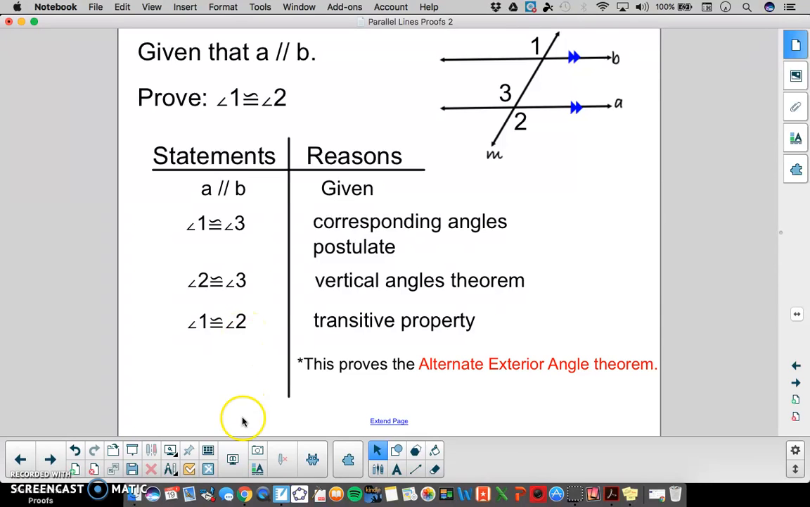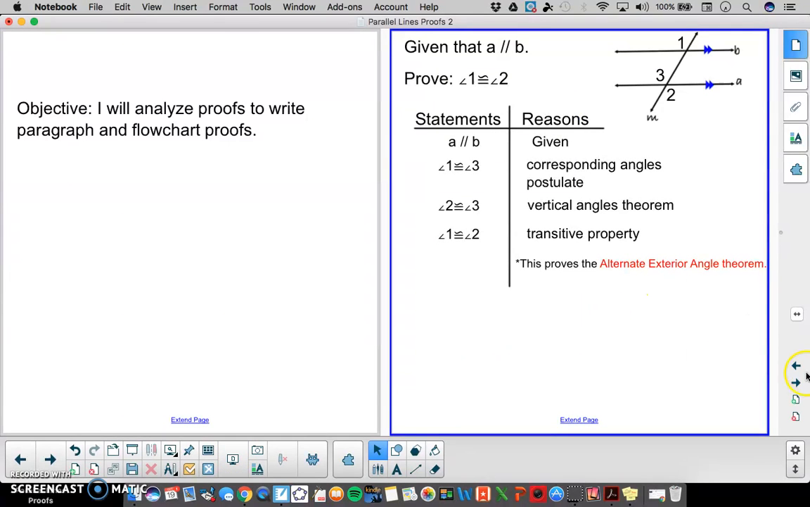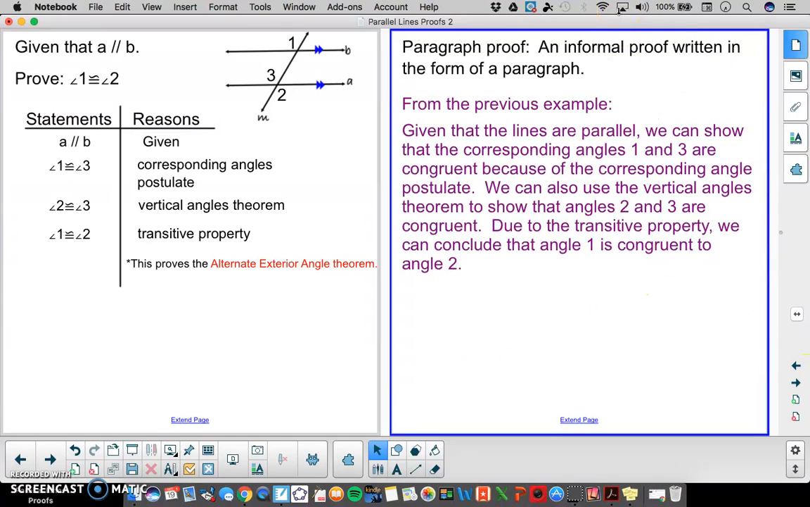That's our two-column proof. Now what we're going to do is put that in what's called a paragraph proof. A paragraph proof is a more informal way of proving mathematical theorems or properties. The paragraph proof just writes out in full and complete sentences what we've put in our two-column proof. So in this example, we have given that the lines are parallel, we can show that the corresponding angles 1 and 3 are congruent because of the corresponding angle postulate, which is exactly what we put in step 2.